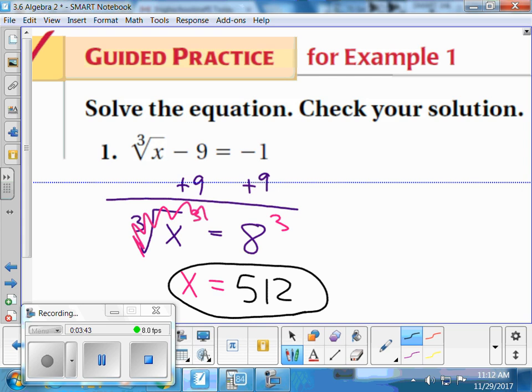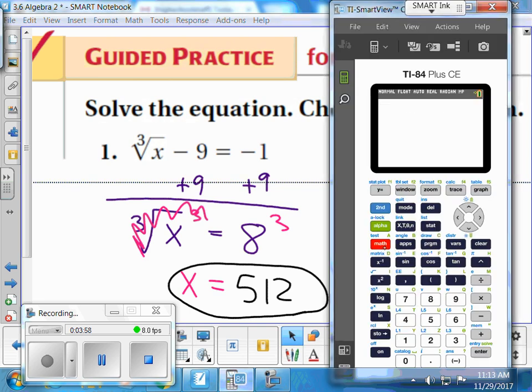So we are going to do a quick check just to make sure 512 does work and that it's not extraneous. The cube root of 512 minus 9. So definitely probably one you'd want to type in to check yourself, unless you can cube root 512 in your head. So math 4 gives you the cube root of 512. Hit your right arrow to get out from under the radical. Then subtract off 9. And voila, we got -1, so our answer does check. So we're good.